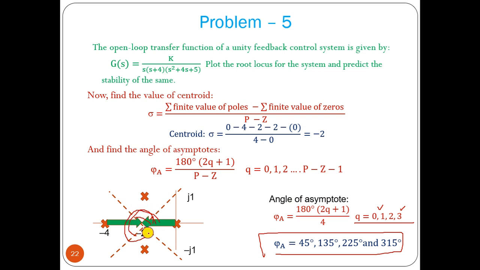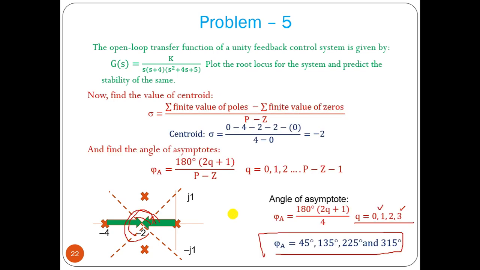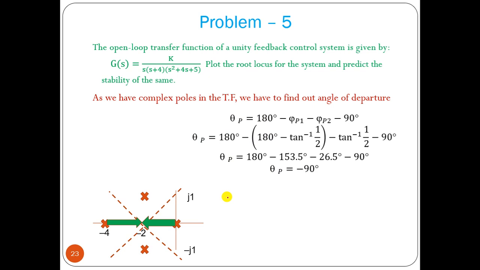So these four poles should approach infinity along these asymptote lines, but how they break away, and from which point, we have to find out. Before that we can find the departure angle, because we have this complex pole. Let us find the departure angle of the pole, then we can find the breakaway point.